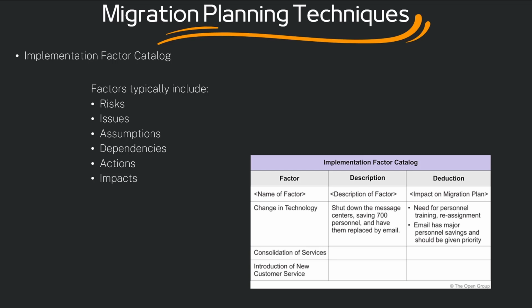But one of your factors is going to be the need for personnel training and reassignment, and email has made personnel savings, which should be given priority. And also one of the factors, of course, is the cost savings. You are basically going to save a lot of money by implementing this change. You can come up with all of the different things that are part of your migration plan and the factors that you need to keep in mind when making certain decisions.